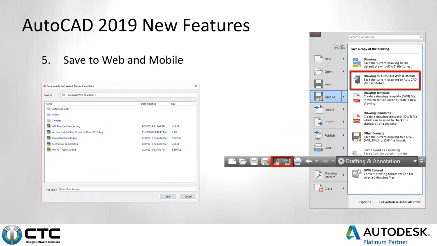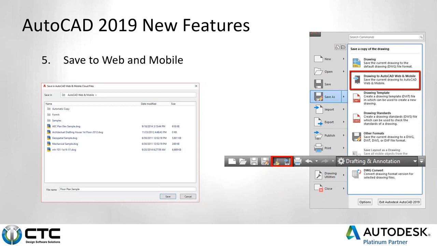The next feature is the Save to Web and Mobile. With this Save to Web and Mobile, there are two ways to do this. In the Save As dialog in the application menu, you will be able to see this Save Drawing to AutoCAD Web and Mobile. But also on the Quick Access toolbar, you will see two icons of Open from Web and Mobile, or from Cloud, and then Save to Web and Cloud.